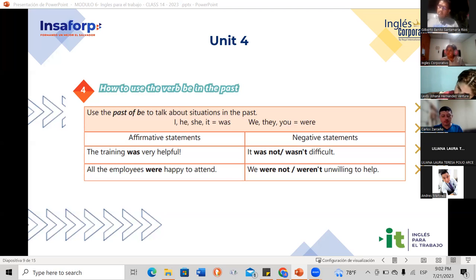Teacher, when we use were or was in the beginning of the sentences, the verb is going to be in the past or simple present? It will be simple because you are using the auxiliary, that is were or was. And it's the same when we use did. Yes, it is. Okay, thank you.